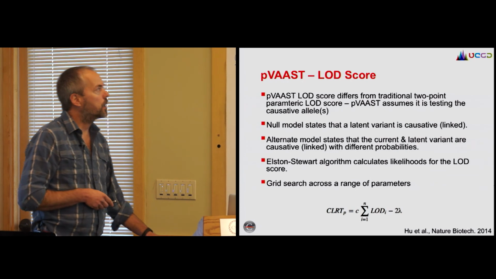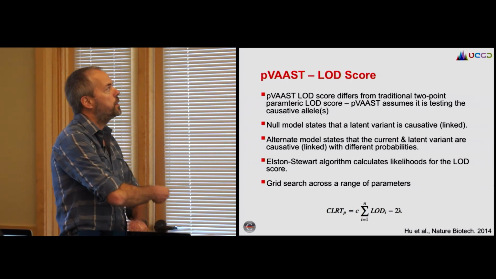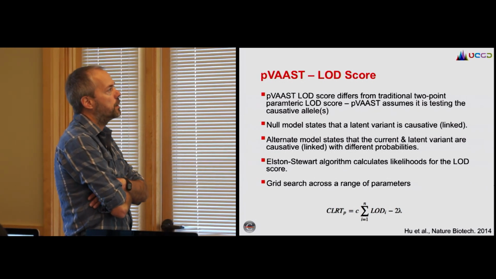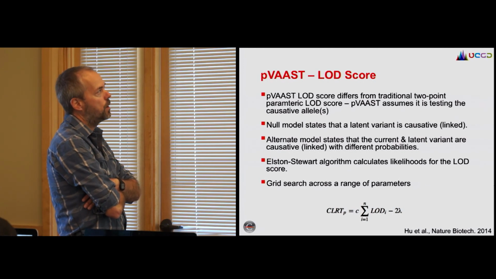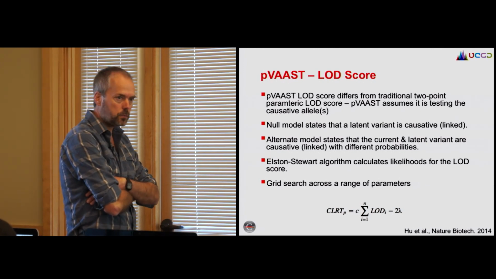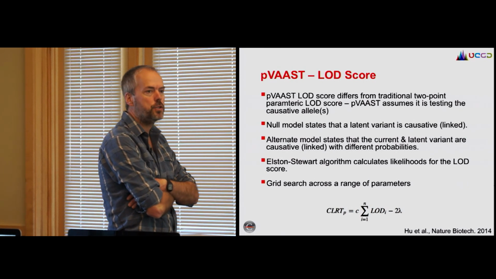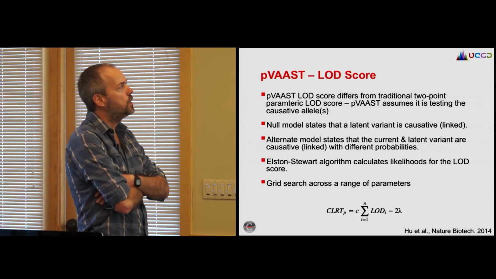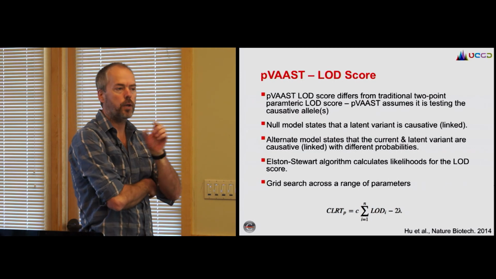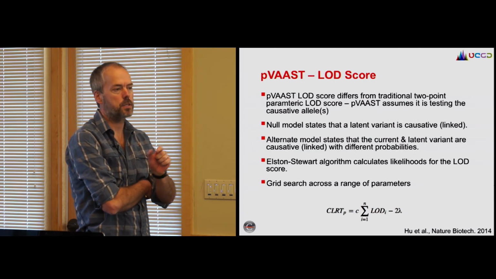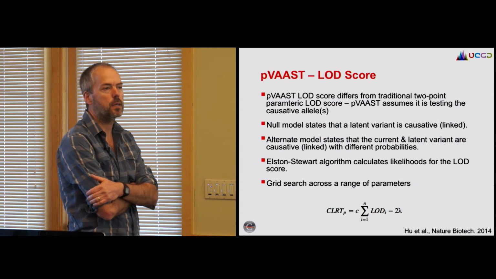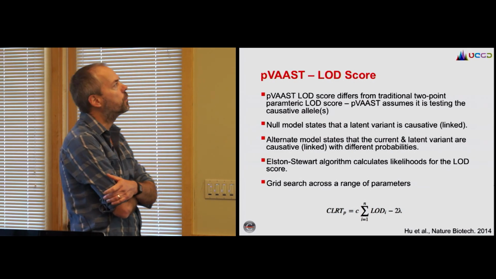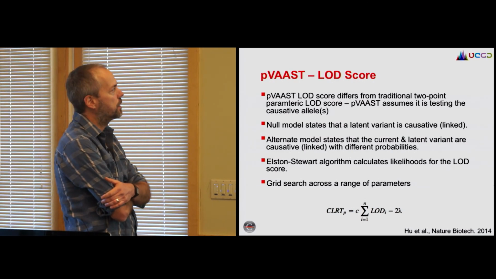So just very briefly, a little bit about that LOD score. The pVAAST LOD score differs a bit from a traditional two-point parametric LOD score in that pVAAST assumes that we're testing for the causative allele. So in the days of array-based GWAS analyses, you typically were expecting that you were looking at an allele that was somehow linked to the causative site. But with next generation sequencing, we typically think that we've sequenced the actual causative allele or alleles. And so the calculation is modified to take that into account.